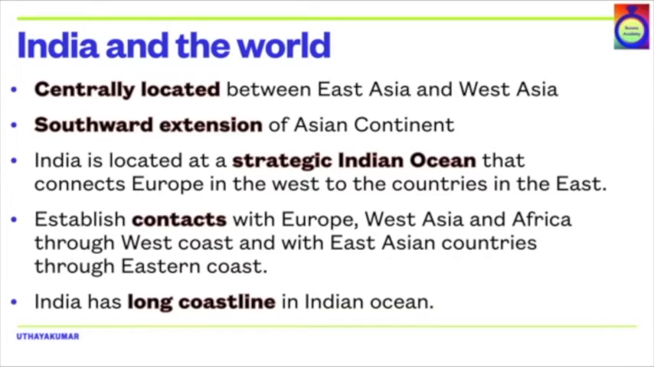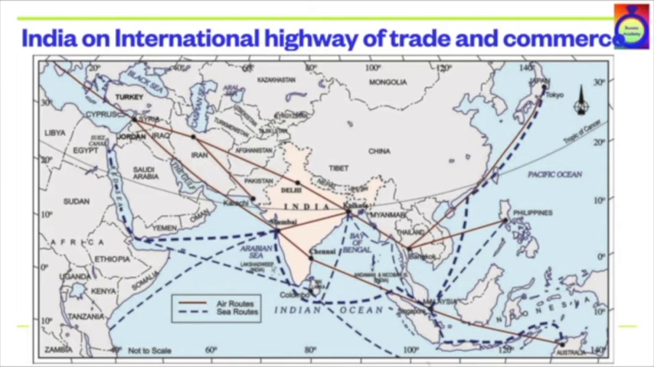India has a long coastline in the Indian Ocean. I already told you, 7,516.6 kilometers. Now look at this map, you can understand. India is midway between the Western European countries and East Asian countries. So India is located in a strategic location of the Indian Ocean. India established contacts with the West Asian countries through western boats and East Asian countries through eastern boats.